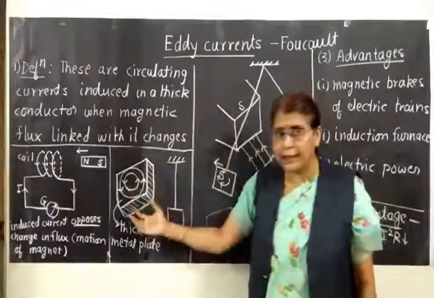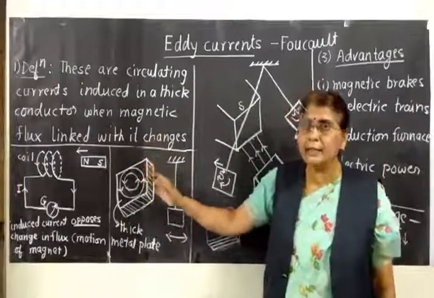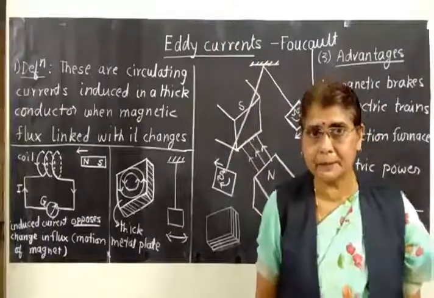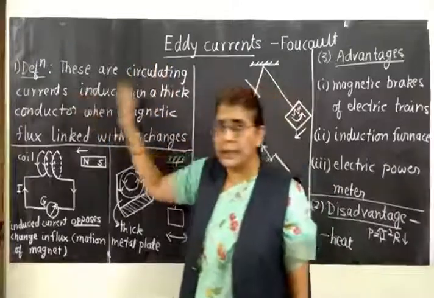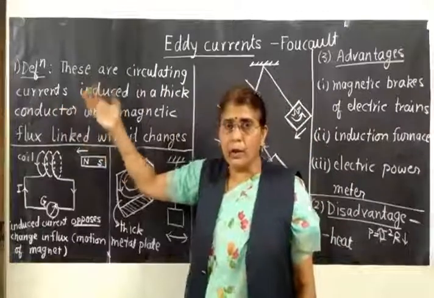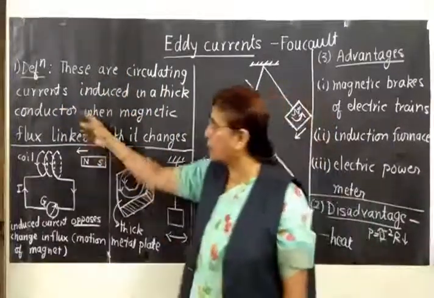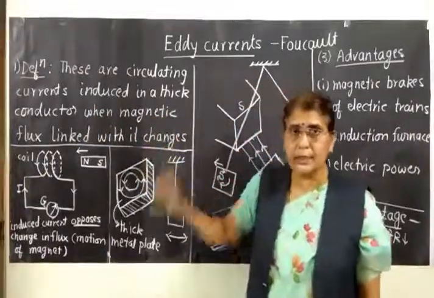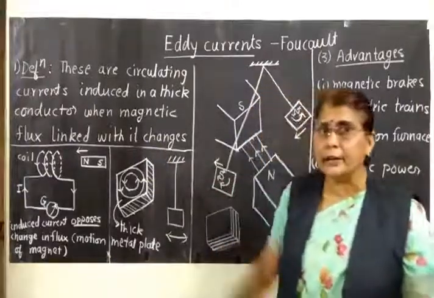So if you take a thick conductor, the induced currents are circulating currents, and these circulating currents we call eddy currents. So what is the definition of eddy currents? These are the currents induced in a thick conductor. This word thick is very important. To induce current, what should change? There should be a change in magnetic flux. So whenever the magnetic flux linked with it changes, these currents are called induced currents.